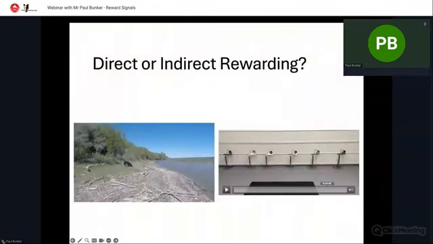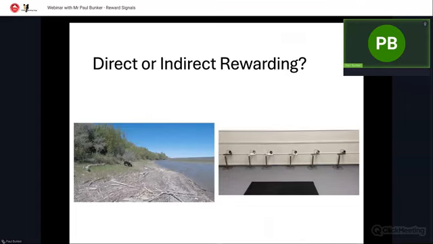So in that case, I'm indirect rewarding in that I'm using a marker to indicate she's correct. And then she has to move back to me to receive her reward, whether that reward is a treat or I'll give her a toy, but I'll now reward her away from the source of the target. Now I train all the dogs to accept both types of technique.